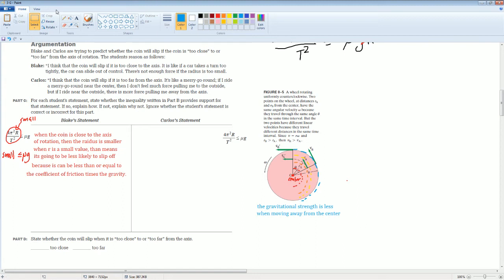This is horrible. This is the worst thing ever. Oh man, I get triggered with this. There's more force pulling me away? Oh no. There's no centrifugal force. There's no force pulling you out. Makes no sense. All right.